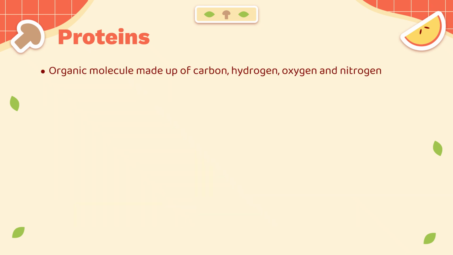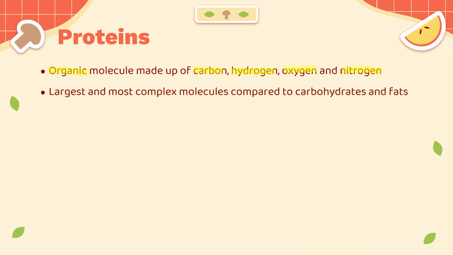So let's begin. Protein is an organic molecule that is made out of carbon, hydrogen, oxygen. Now these three elements are found in carbohydrates and fats as well. However, protein has a fourth element. Actually they have another one, but generally this is the fourth one, and this is nitrogen. So proteins are made out of carbon, hydrogen, oxygen, and nitrogen.